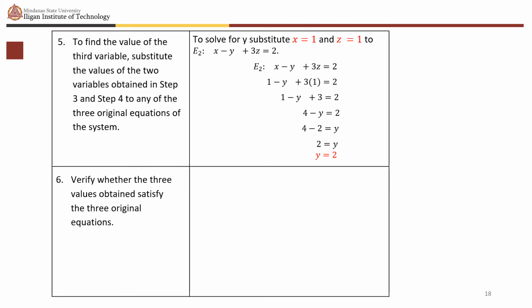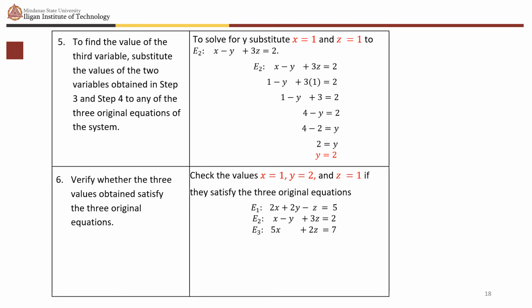Now verify whether the three values obtained satisfy the three original equations. So check the values x equal to 1, y equal to 2, and z is equal to 1 if these satisfy the three equations. So the original equations are as follows. E sub 1 equals 2x plus 2y minus z equal to 5. Our e sub 2 is x minus y plus 3z is equal to 2. And e sub 3 is 5x plus 2z is equal to 7.